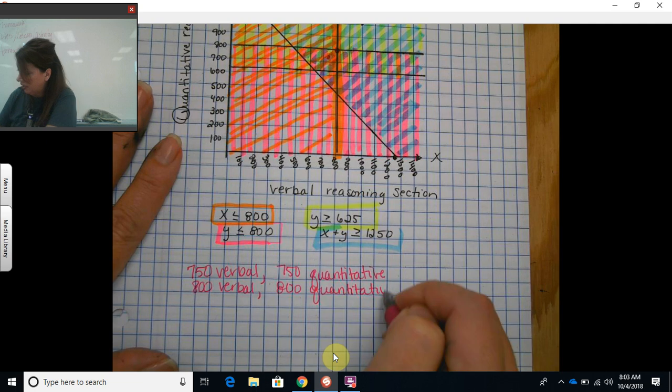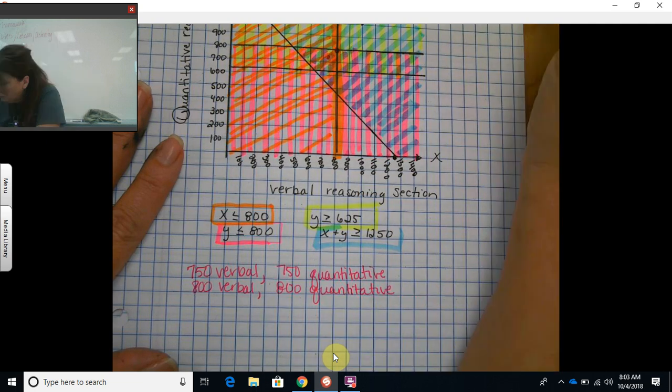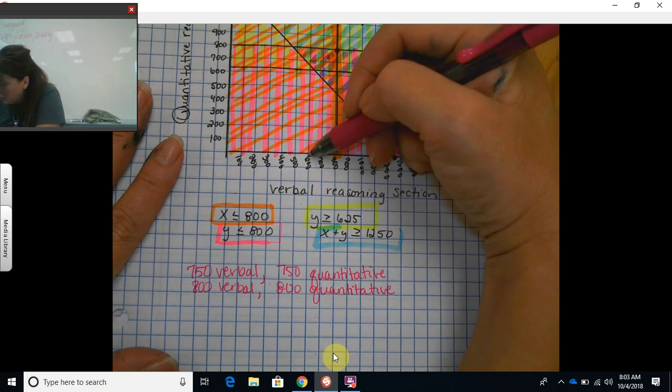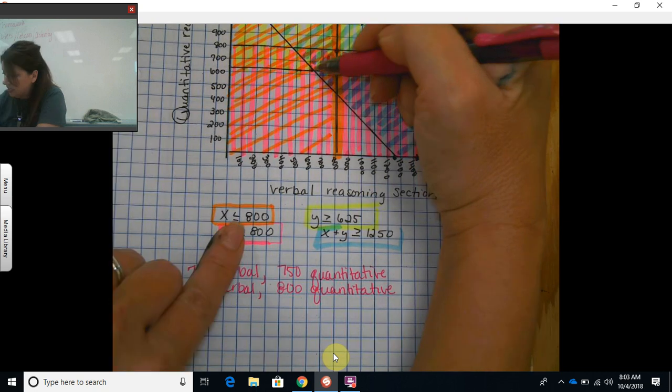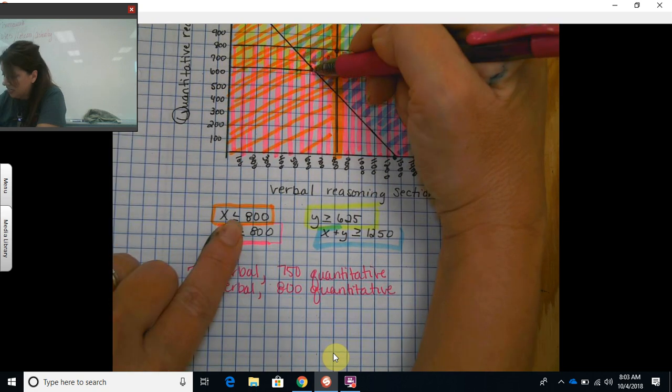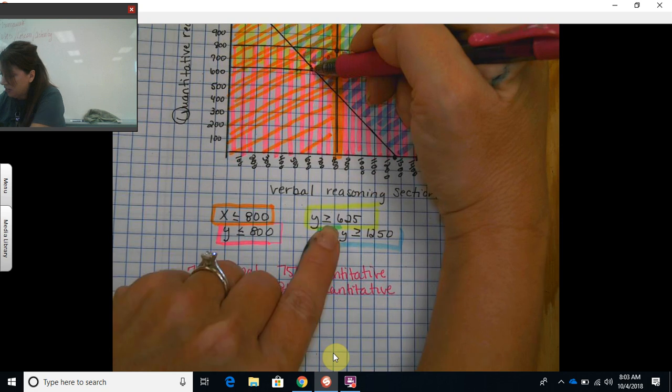Is there another option? 625 and what? 625 and 625? Let's see. Is verbal score less than or equal to 800? Yes. Quantitative less than or equal to 800? Yes. Quantitative greater than or equal to 625? Yes. Is 625 plus 625 greater than or equal to 1250? Yes. So that makes them all true.